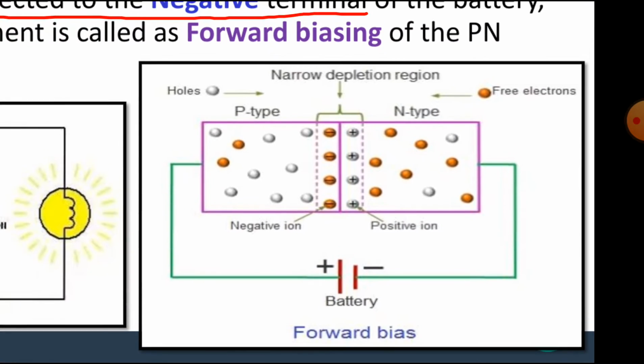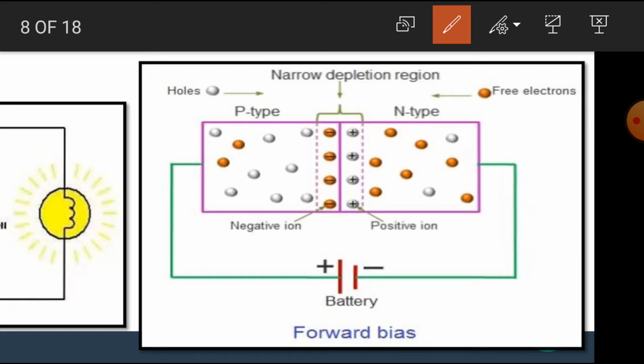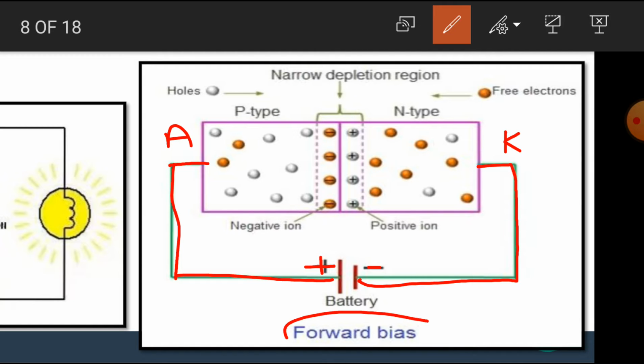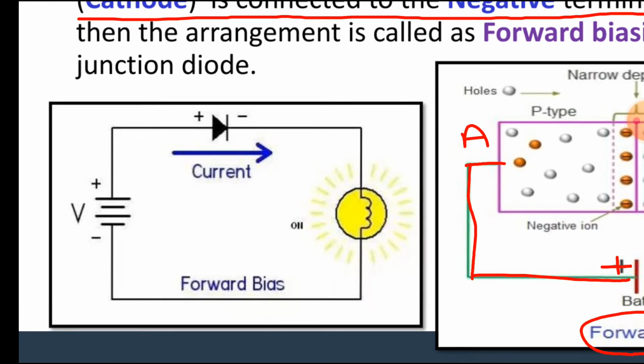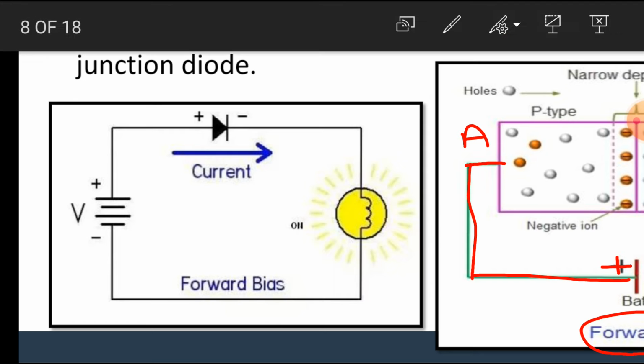Here in this diagram, the p-type terminal or the anode is connected to the positive terminal of the battery and the n-type terminal is connected to the negative terminal of the battery. That means the anode is connected to the positive terminal and the cathode is connected to the negative terminal. This is called the forward biasing of the p-n junction diode. We can also represent this on a symbolic diagram or a circuit diagram. Here, we know that the ring side is the cathode while the other side is the anode.